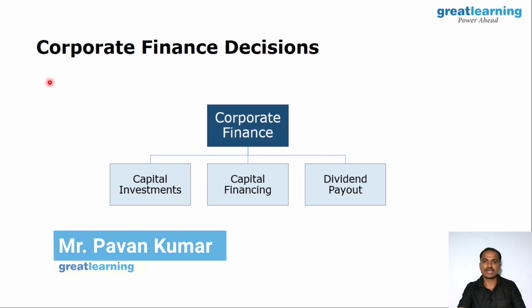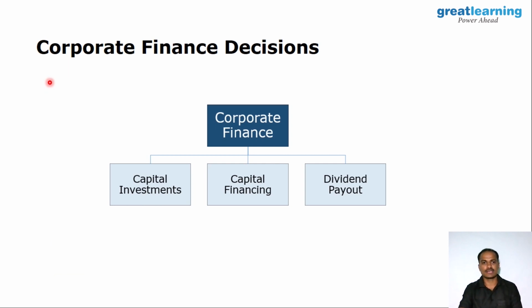Now let's understand the corporate finance decisions. How are corporate finance decisions taken? Generally, corporate finance decisions are taken under three broad categories: capital investments, capital financing, and dividend payout. Let's see each one of these one by one.